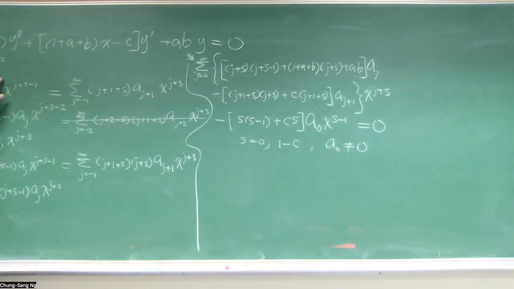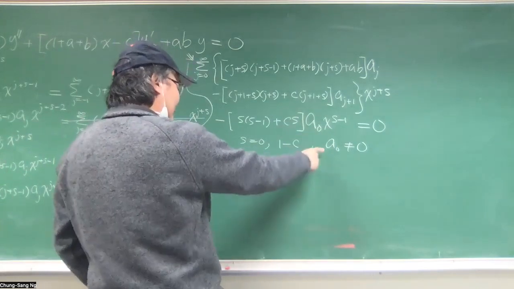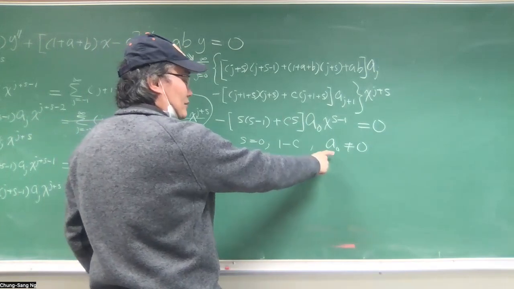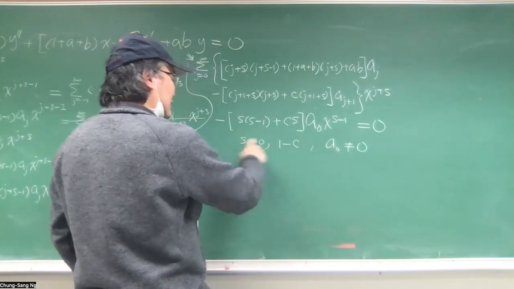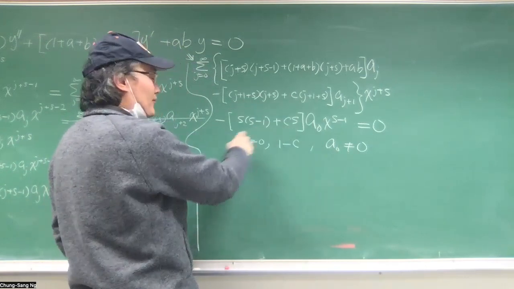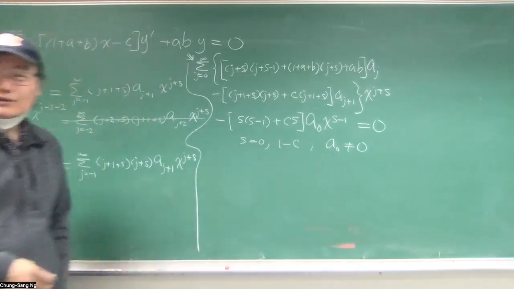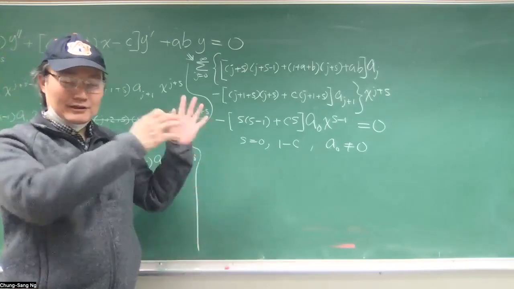So you write this, and you assume you are not setting it to zero, because that actually gives you the same situation. You're back to the same situation. Okay, so that is the most general situation, with a non-zero a sub zero, and then you just choose an s so that the bracket is zero. There are two cases. One is s is zero, the other is one minus c. So that will generally give you two solutions, unless something happens.